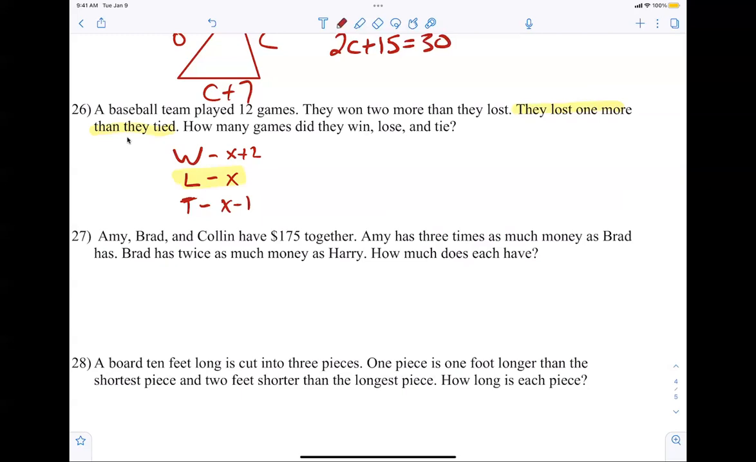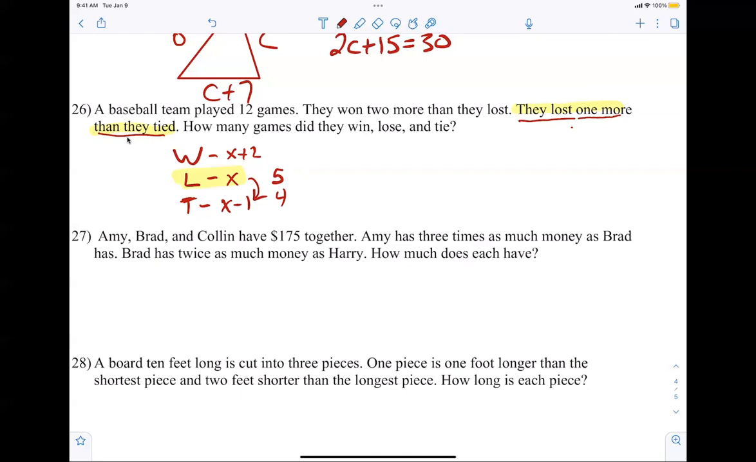If I lost 5 games, then how many would I have tied according to this sentence? They lost one more than they tied. 6? You think it's a 6? It's 4. This would be a 4. Okay. Therefore, it's X minus 1.